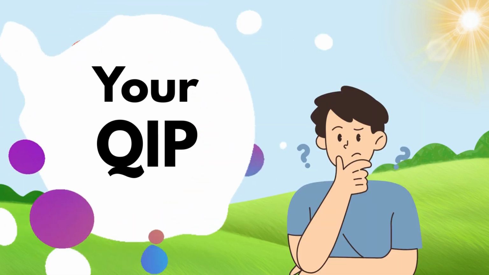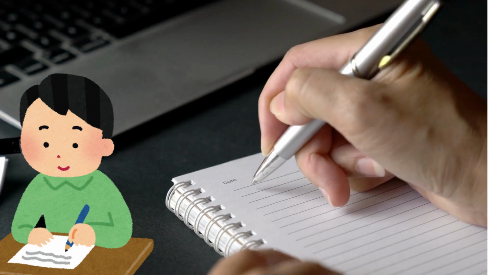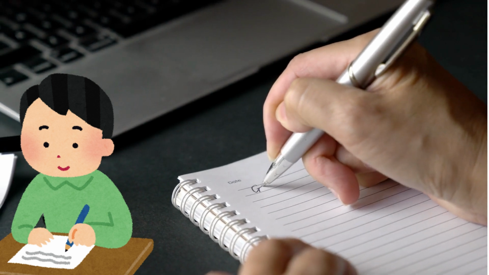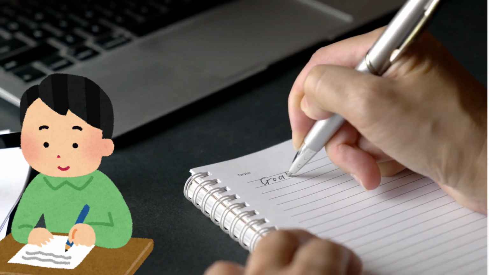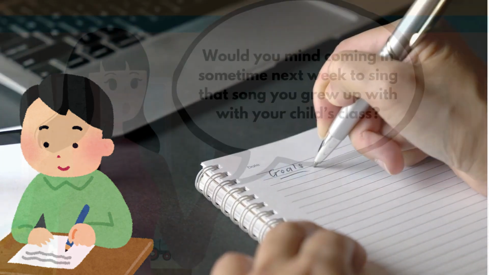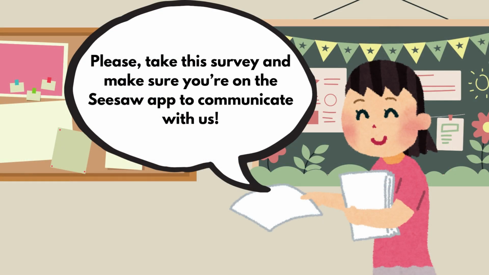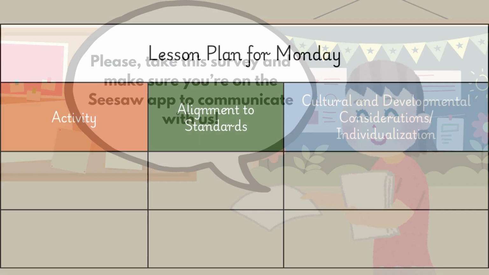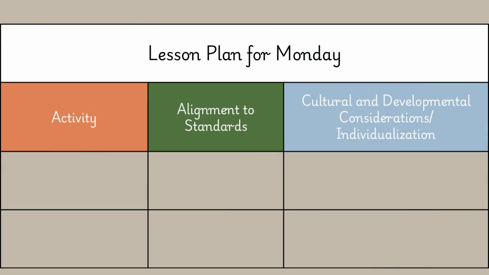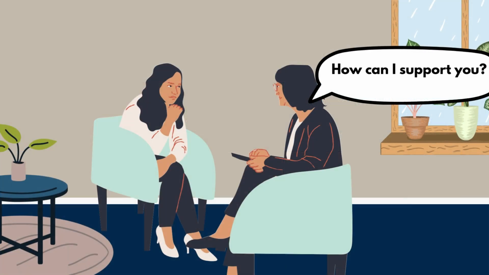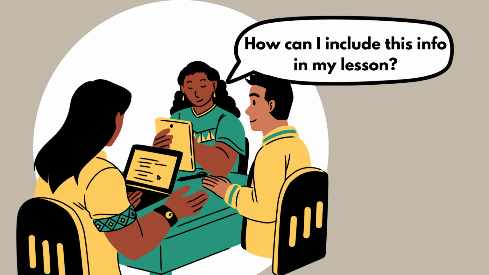Now, your QIP. When writing your QIP, focus on breaking the standard into clear, realistic steps. You might invite families to contribute to lessons. Use surveys to gather feedback. Design lesson plan templates that allow for cultural and developmental individualization and support teachers with training on both the standards and child observations. Build systems like routine meetings and observation tools that help teachers apply what they learn.